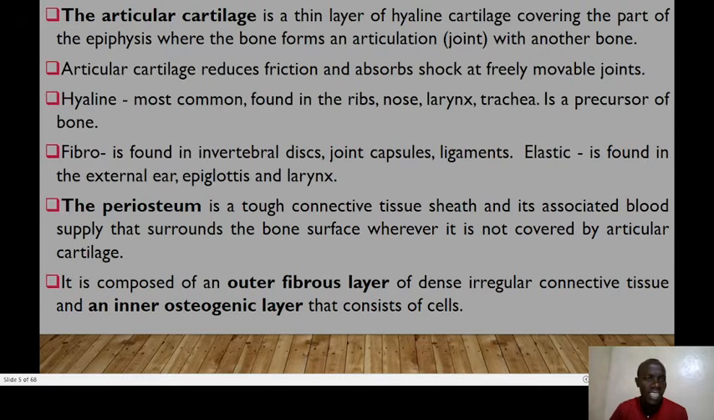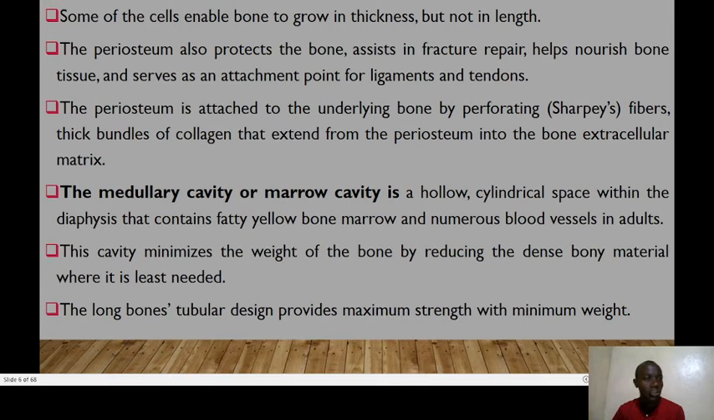So, the articular cartilage covers the end points of the bones, but the rest of the surface of the bone is covered by the periosteum. Periosteum is a tough connective tissue sheath that is normally associated with blood supply that surrounds the bone surface wherever it is not covered by the articular cartilage. It's composed of the outer fibrous layer of dense irregular connective tissue and an inner osteogenic layer that consists of cells. Some of the cells enable the bone to grow in thickness but not in length.